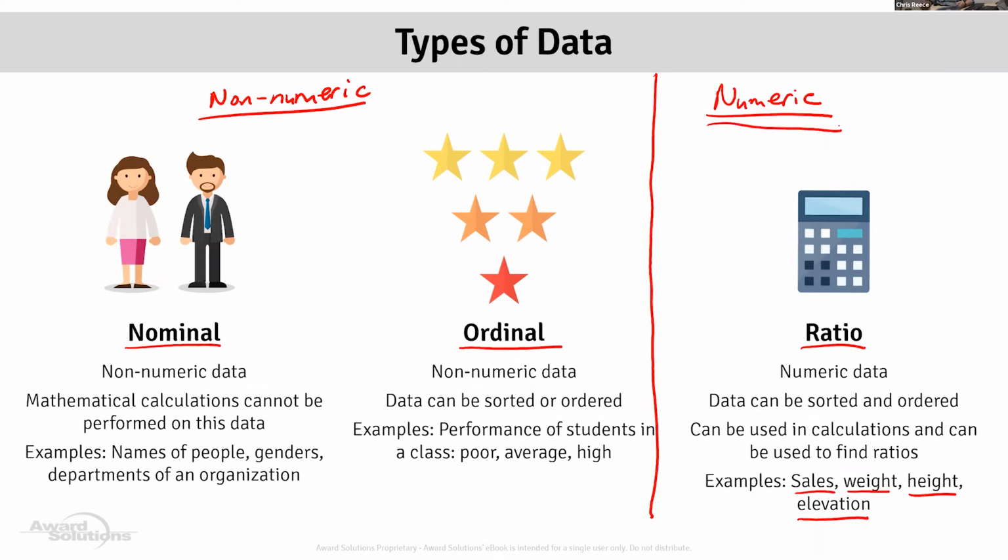But what about our non-numeric data? Our non-numeric data can really come into two basic categories. It can be nominal or ordinal. And really what this is saying is, is there some type of an order to this data? So ordinal has an order to it. Nominal, no order.